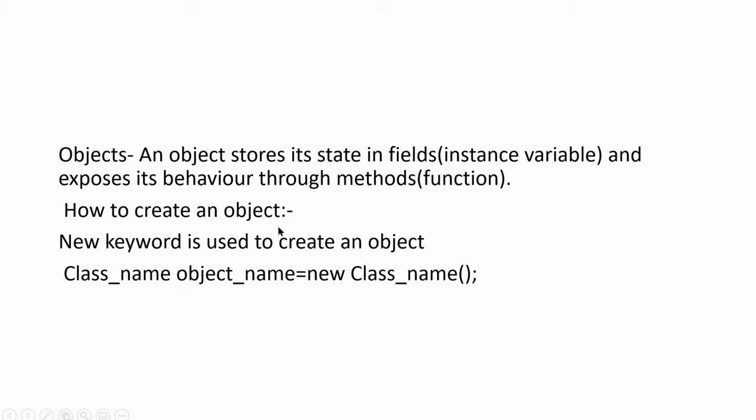Now how to create an object? The new keyword is used to create an object. You need to first specify the class name, then the object name. The object name, you can give anything you want. Next, the new keyword, and again the class name, the brackets and the semicolon.